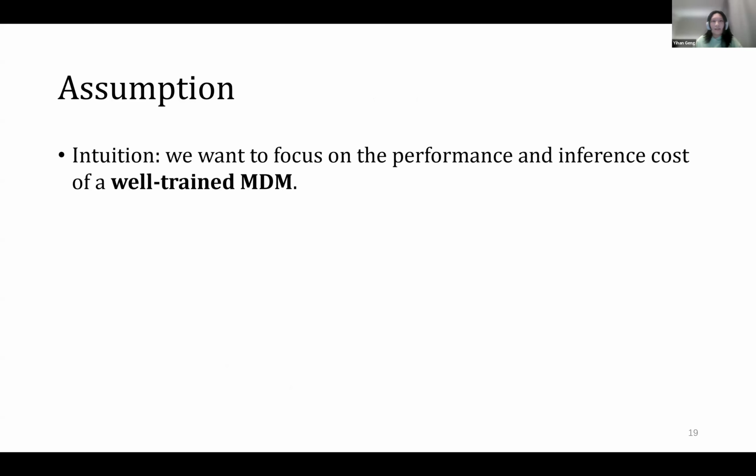And since we are mainly concerned with how parallel sampling affects the efficiency and generation quality of MDMs, we only focus on the performance and inference cost of a well-trained MDM, and whether achieving such well-trained models is feasible in practice is beyond the scope of our work.